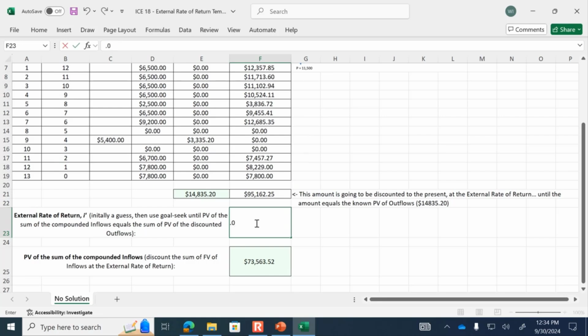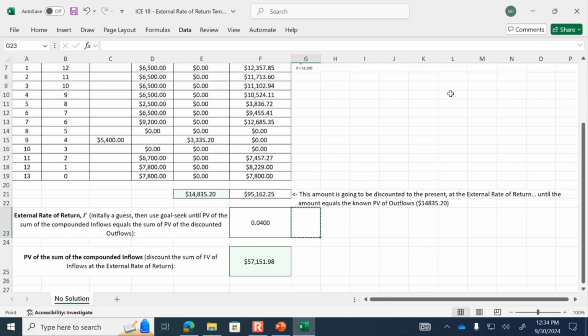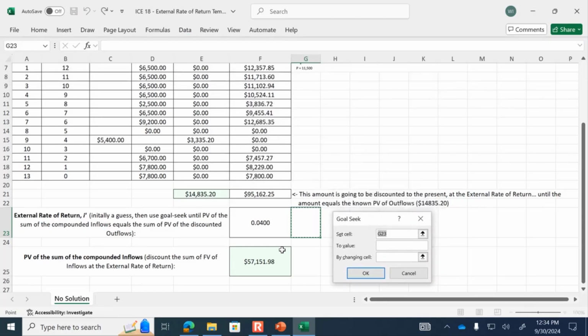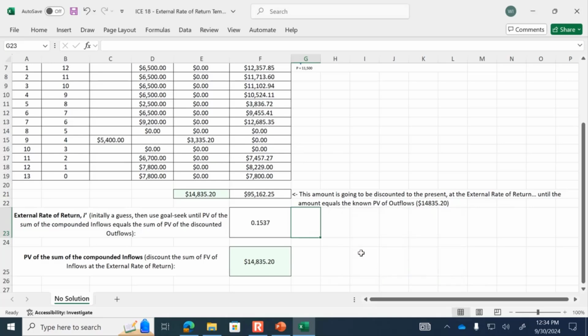It's getting closer. 3%, getting closer. 4%, getting closer. Okay, rather than doing it by hand, I can just use the goal seek, and my objective is to set this cell to 14,835.20 by changing the interest rate. All right. So this is the answer. Let me highlight this just to draw attention to the fact that it's the answer.